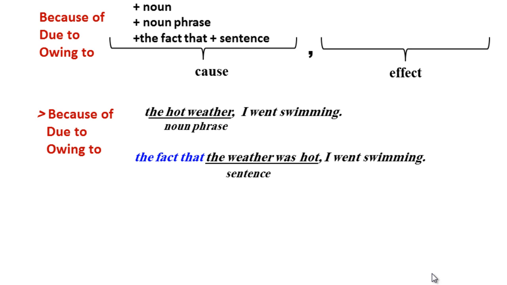Here the cause is a noun phrase. It's a group of words that function as a noun. The hot weather, comma, I went swimming. It's the effect. Or we can follow these linking words by sentence, and before it we put the fact that. Because of, due to, owing to the fact that the weather was hot, it's a sentence. The weather is a subject, was is the verb, and hot is an adjective, comma, I went swimming.